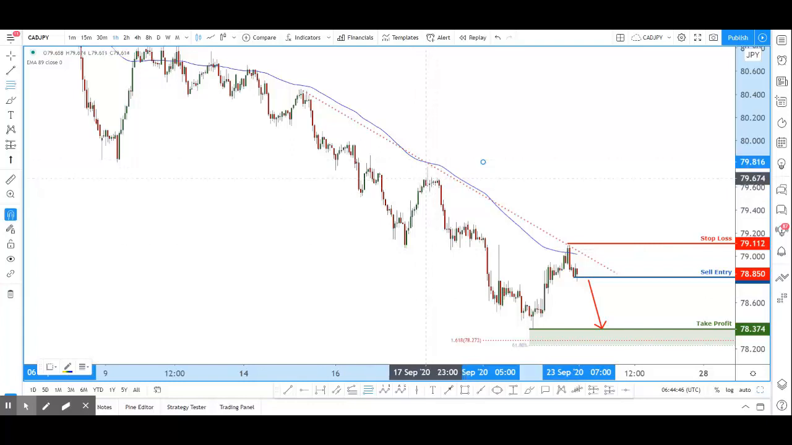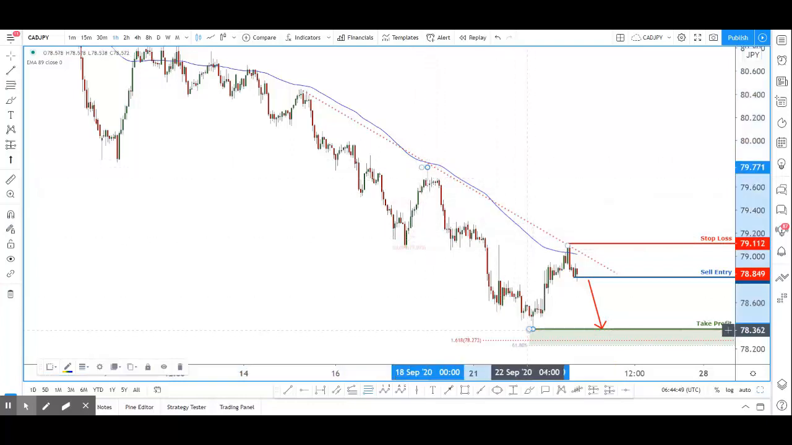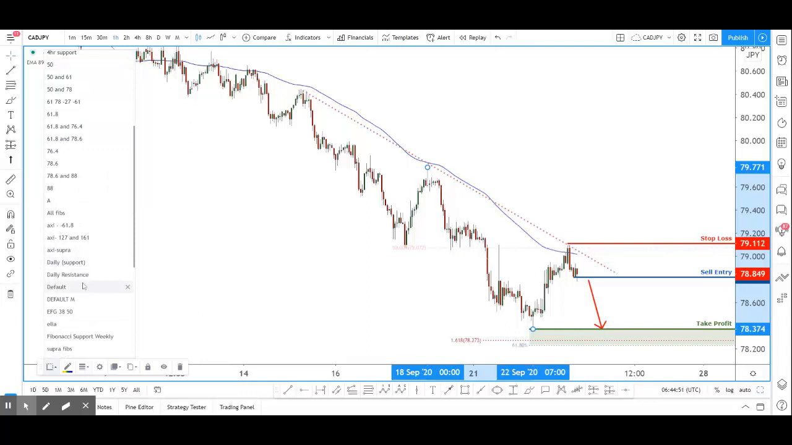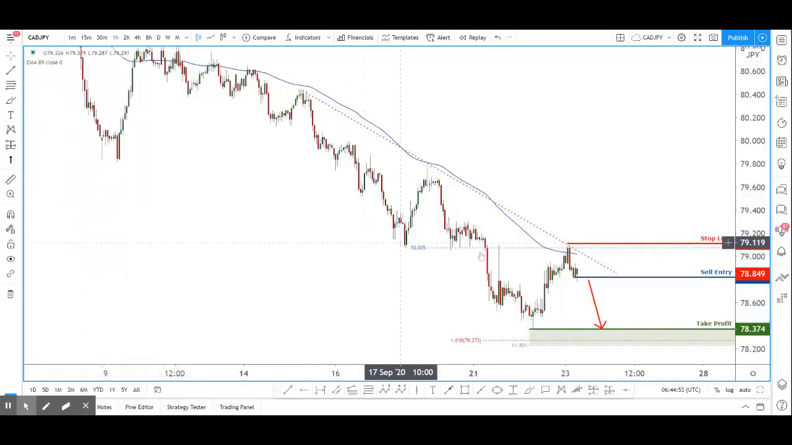We can take a swing high to the low, open all Fibonacci ratios. Okay, I'm thinking this is the 50%, right? And price reacted right there.